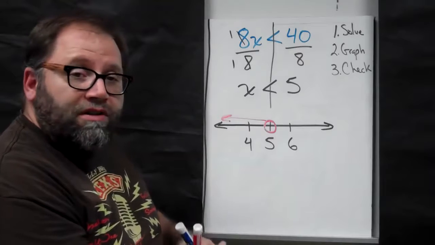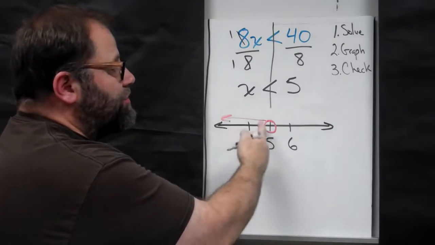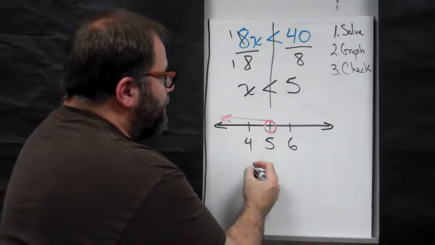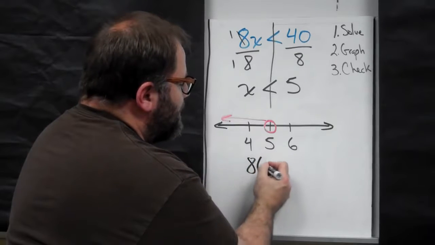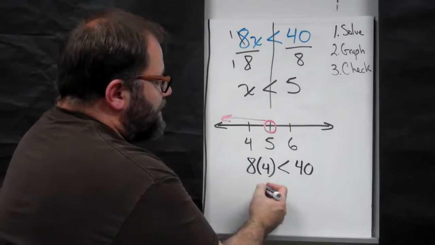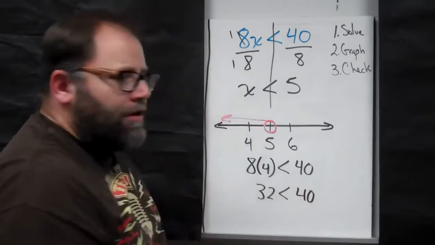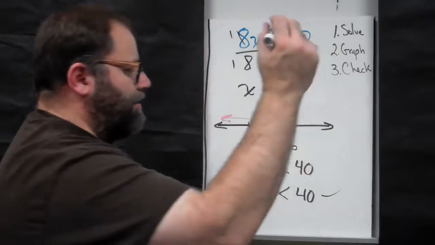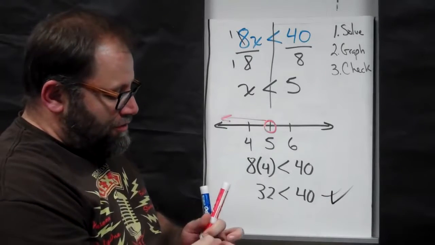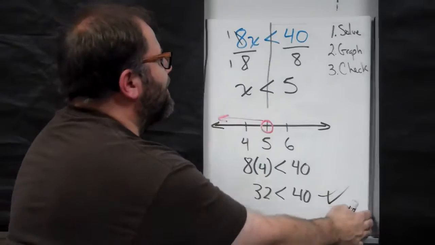Now, as Ms. Benoit likes to say, here's everybody's favorite. Pick a point that is in the solution set or the shaded area. That would be 4. Let's just choose 4. If we put 4 in for our equation, we have 8 times 4 is less than 40. 8 times 4 is 32. Less than 40. You're darn tootin'. Wow, that was bad. That checks. There you go. Everybody appreciates a darn tootin'. So that's what you end up with, and then you know the solution is correct there.